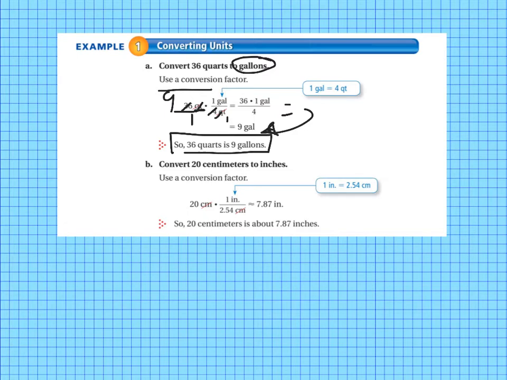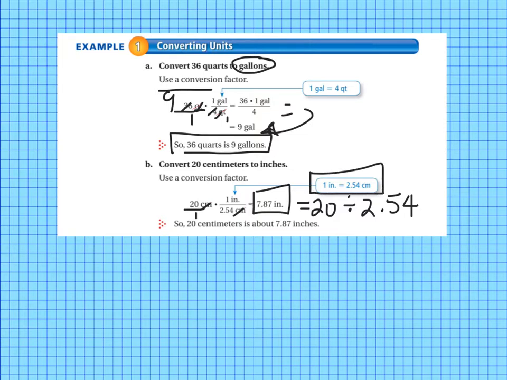If we convert 20 centimeters to inches, we're using a conversion factor again. We do the same thing, 20 over 1, and we cross out the centimeters, and then we have 20 times 1 equals 20, and 1 times 2.54 equals 2.54, and then we get a calculator and we divide 20 divided by 2.54, and that equals 7.87. And they're using these conversion factors from the book.